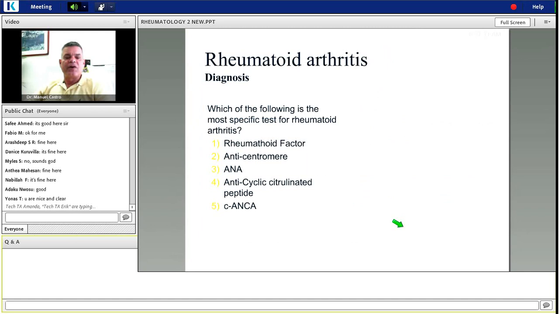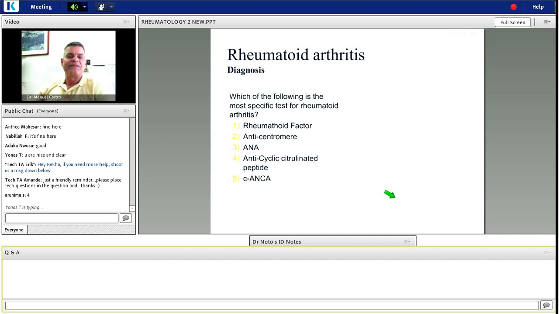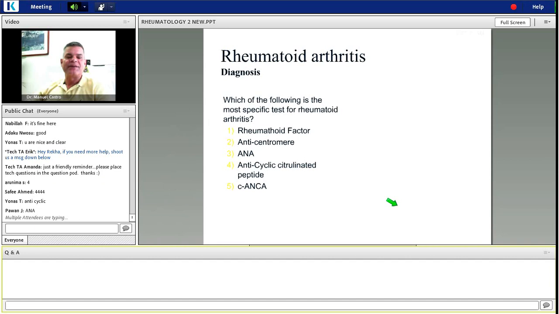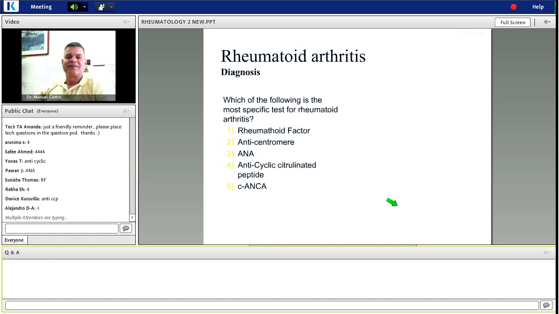Okay, and we're going to actually talk about rheumatoid arthritis. Which of the following is the most specific test for rheumatoid arthritis? Okay. Let's see if I can get that. Those Q&A from the bottom. Can we remove that so I can actually have the screen a little bit bigger? I'd like to.